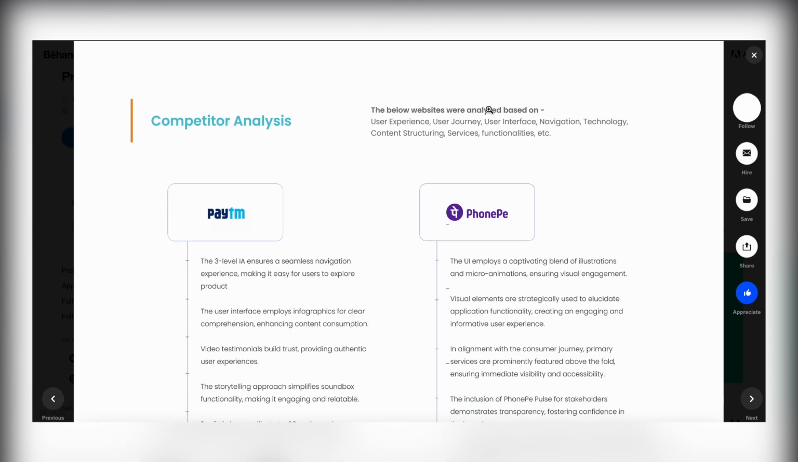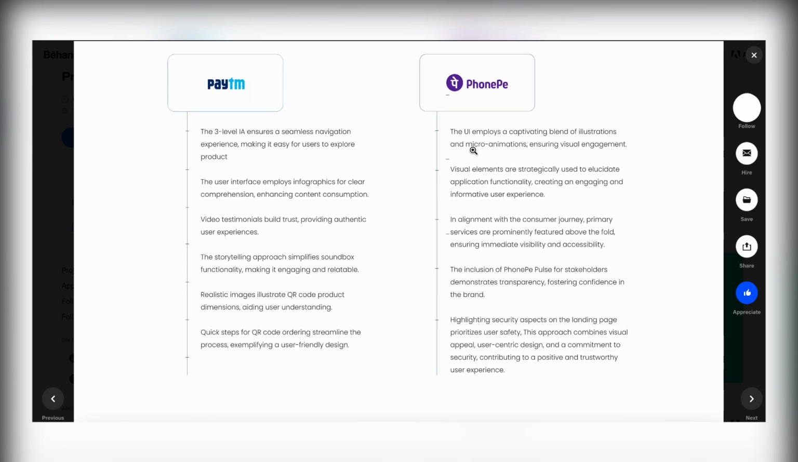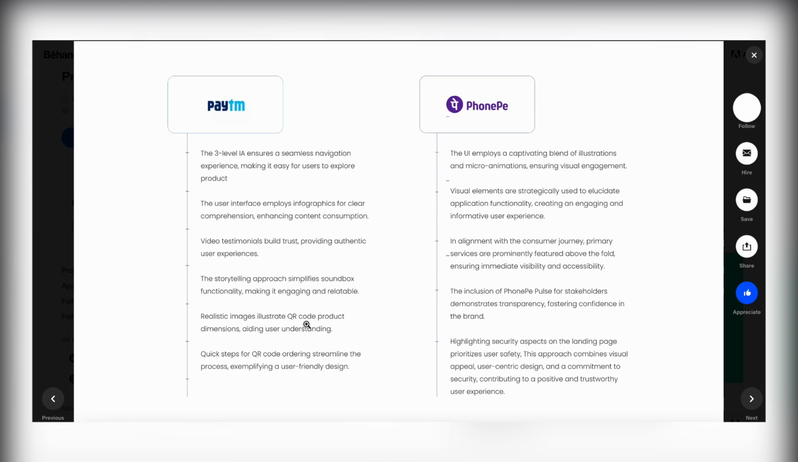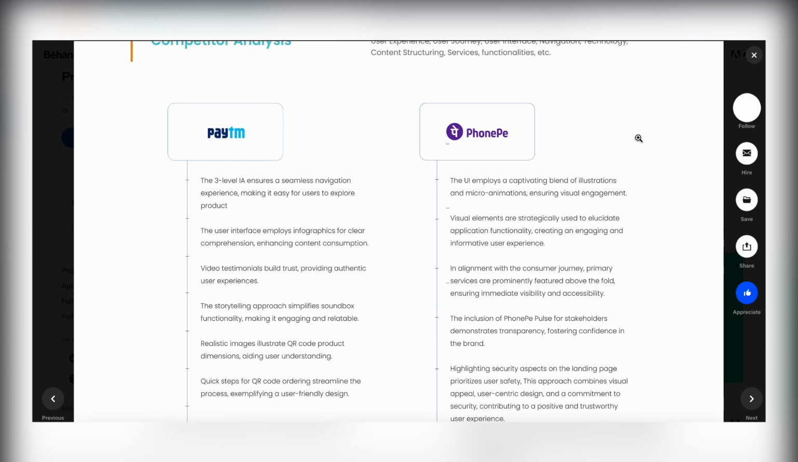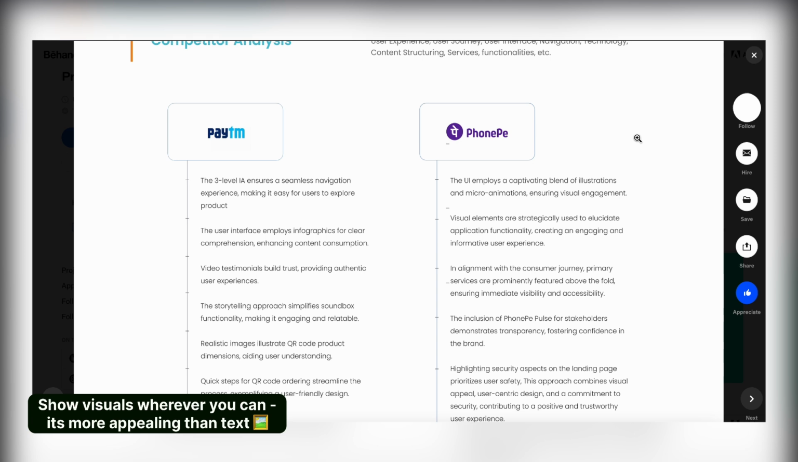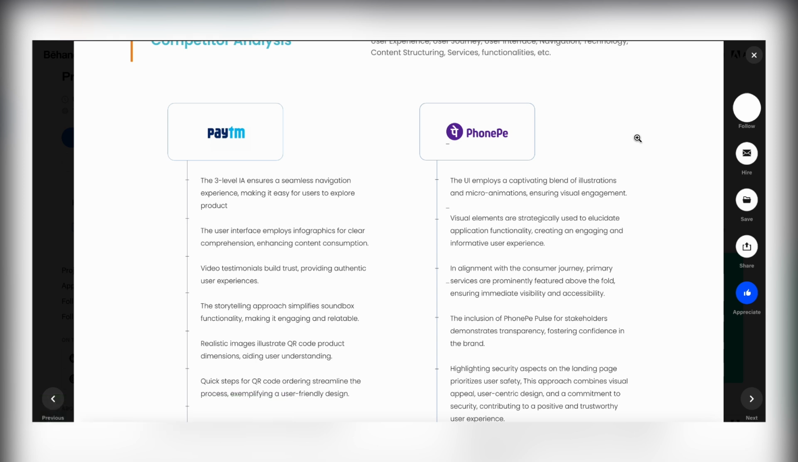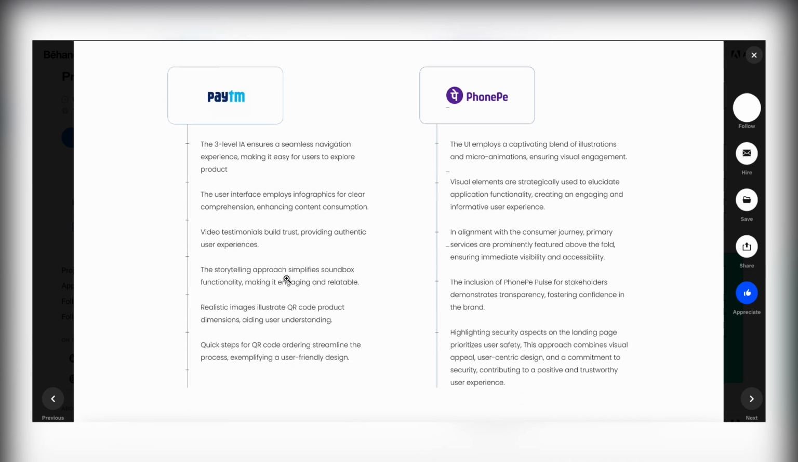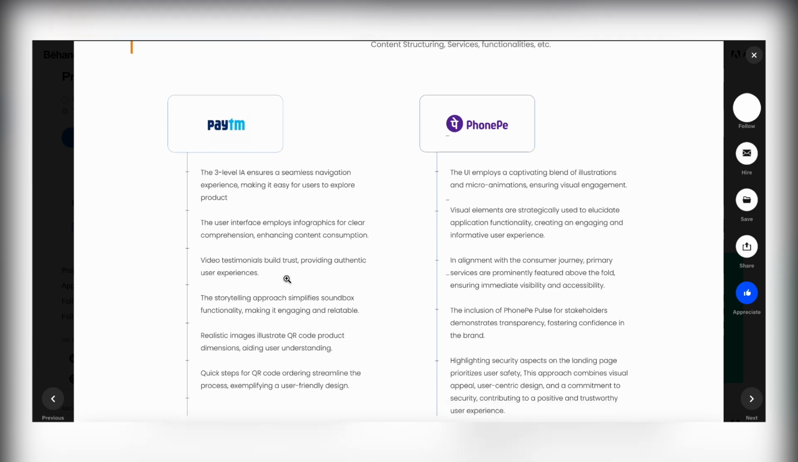Competitor analysis, okay? Analyze some competitors to understand user interface. So this is good, because now you're looking specifically at how the navigation of these competitors is. How is their user interface? How do they structure their content? These are good things. But again, there's a lot of text here. It would have been better if you showed me screenshots of Paytm and PhonePe's website and maybe gave a callout or annotation to explain what exactly you analyzed and what you liked. Because here I'm reading video testimonials, build trust, but I don't see them, right? Again, you're just showing me text. Why don't you add some screenshots over here as well?